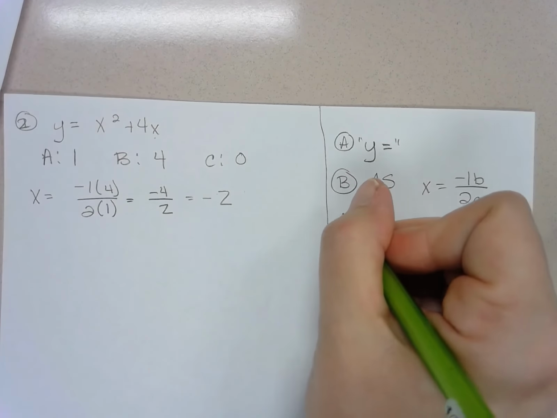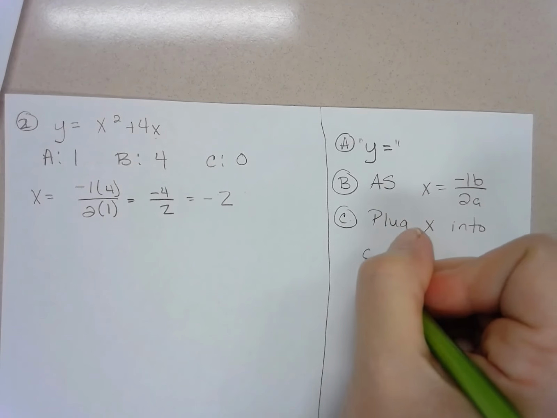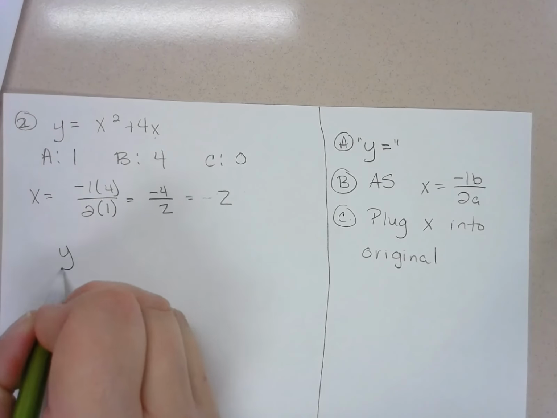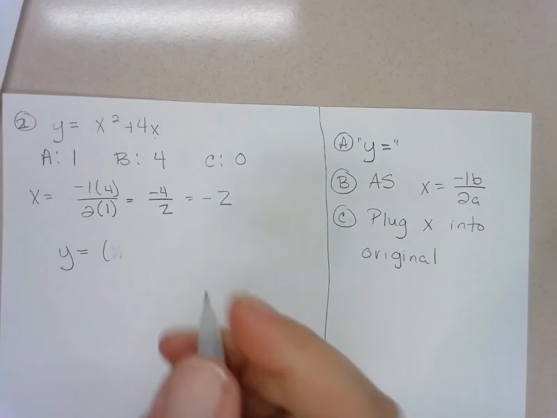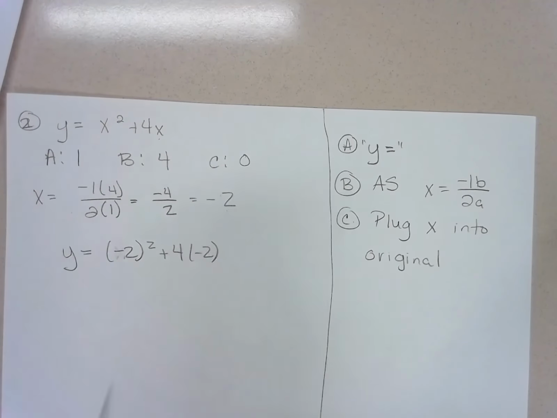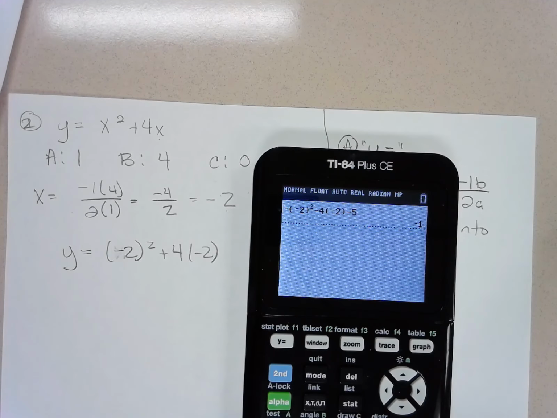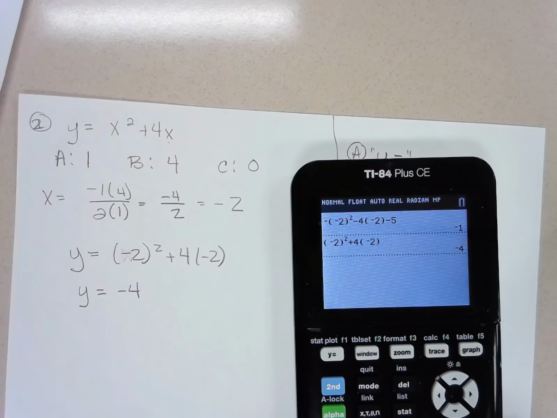Then I'm going to plug it in. Plug x into the original. So I'm going to take this -2 and go back to y equals x squared plus 4x. I'm going to take that x out, and I'm going to replace that x with a -2 squared plus 4 times -2. And then I'm going to do all of that in my calculator. Parentheses -2 squared plus 4 times -2. We get that y equals -4.